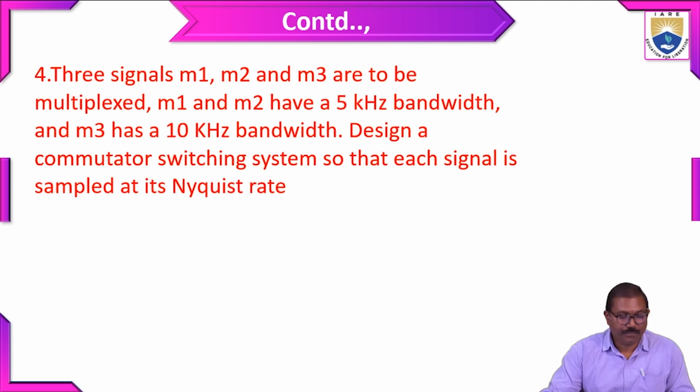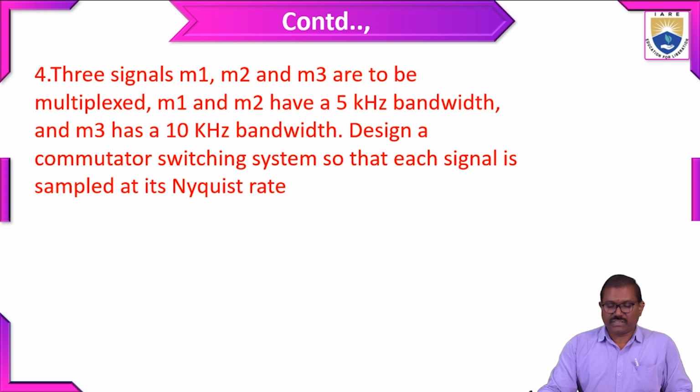Coming to another problem. Three signals M1, M2 and M3 are multiplexed. M1 and M2 have a 5 kHz bandwidth and M3 has a 10 kHz bandwidth. Design a commutator switching system so that each channel is sampled at its Nyquist rate. So this is the given problem, and here we are going to design the commutator switching system.